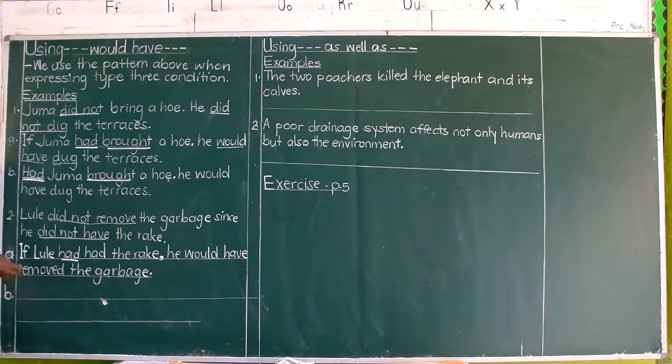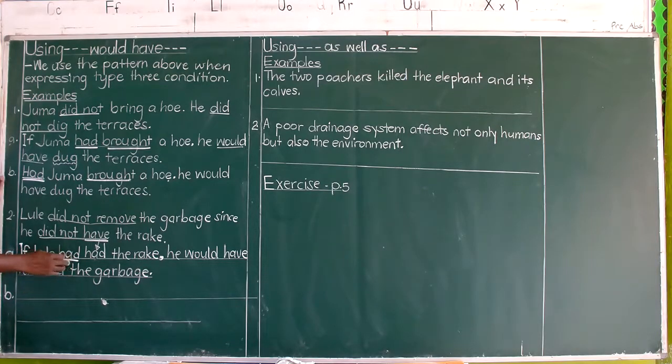Or in the past perfect, let me see. Then after the helping verb, you're supposed to get the past participle verb from the main verb given in the question. Where is the main verb here in this case? The main verb is had. Meaning the past participle form of have is had. Therefore, it's the had we are putting here as our had number 2. That's why we are saying if Lule had the rake, he would have removed the garbage.